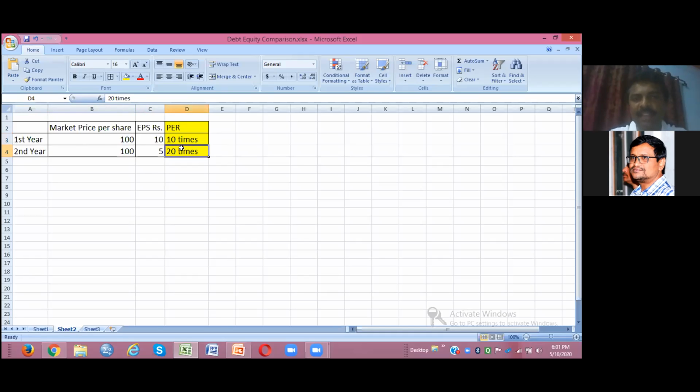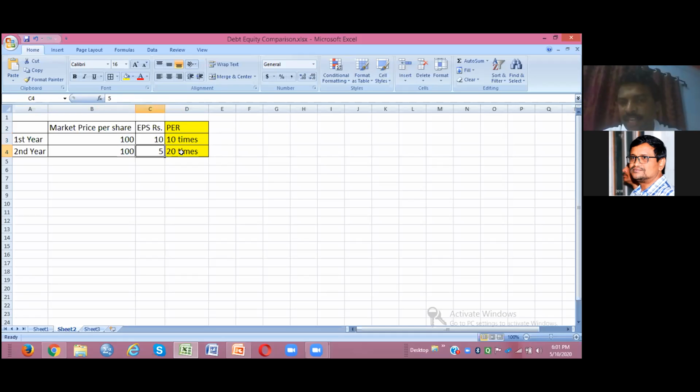In the second year, P ratio has increased to 20 times, colored with yellow. But look at this, the market price per share did not change in the second year. Market price per share remained rupees 100, and EPS has changed from rupees 10 to 5. 100 upon 5 is equal to 20 times. The P ratio has increased from 10 times to 20 times.